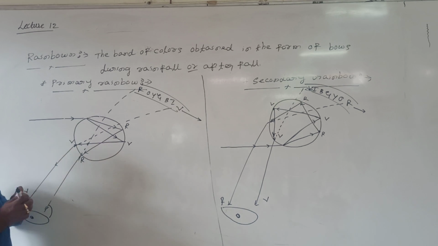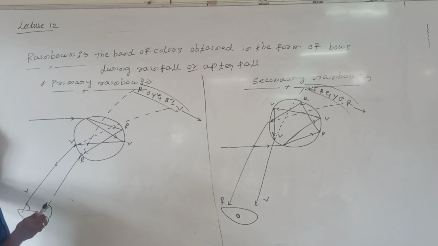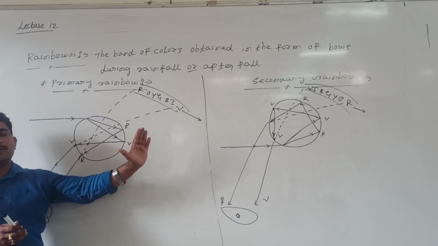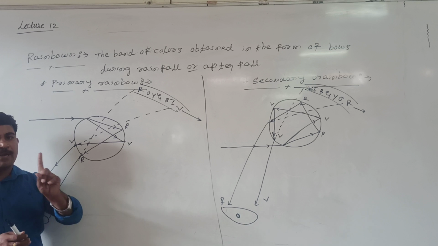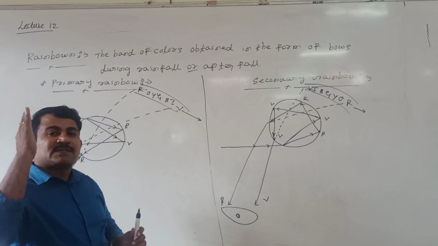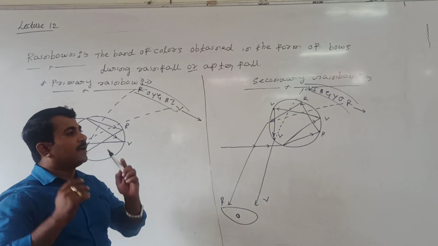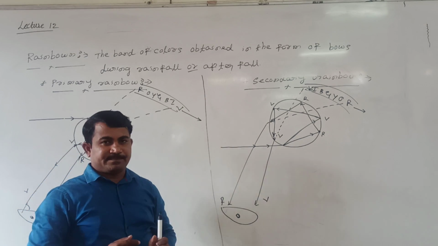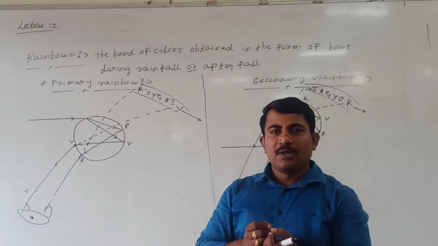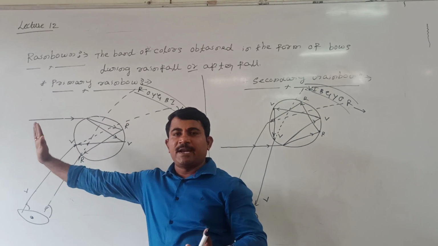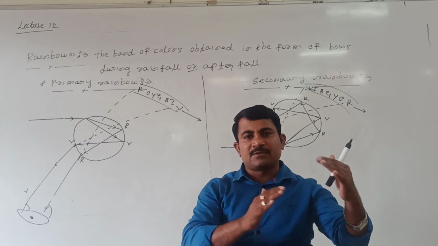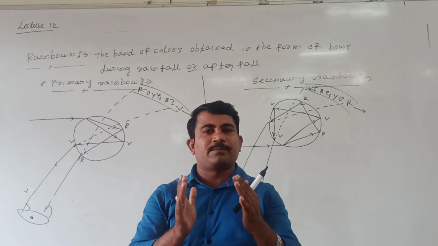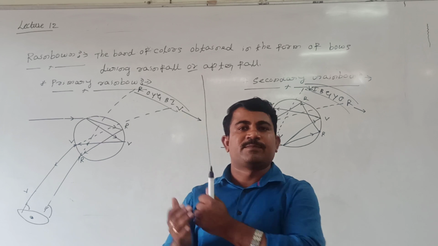I mean, the sun should be shining on one side and the water droplet should be on the other side, then only the rainbow can appear. When the sun is shining at the back and water droplets are available in front, then only a rainbow can appear. To see a rainbow, the sun should be shining on one side and the water droplet should be on the opposite side. This is the main condition for the appearance of the rainbow.